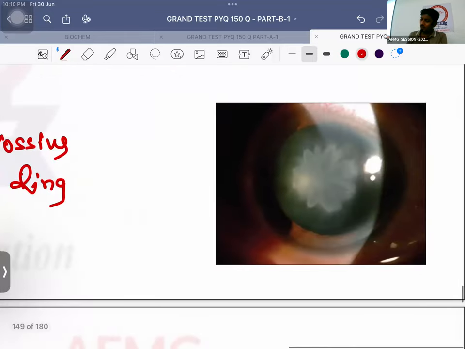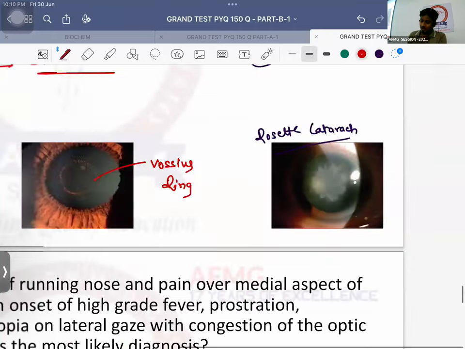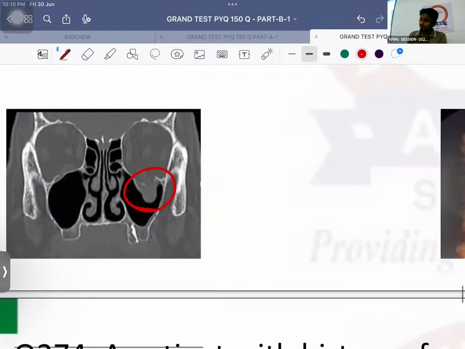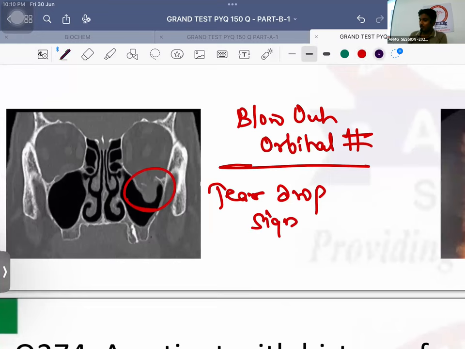Okay. Next important. What is this cataract? This is a rosette cataract. Due to which kind of trauma? Blunt trauma to the eye. Okay. And what is this classical? Teardrop sign on a CT. This has become a government exam question. What is the diagnosis? It is a blowout orbital fracture. The most common wall to be fractured is the inferior wall or the floor.